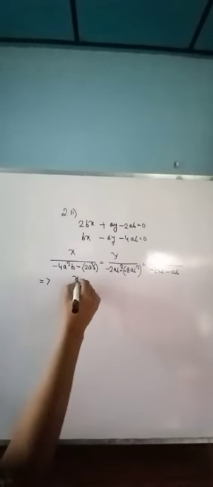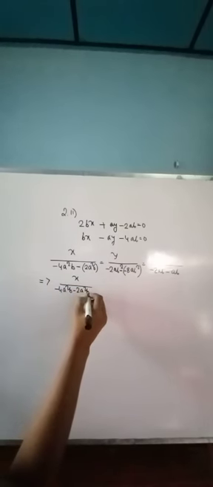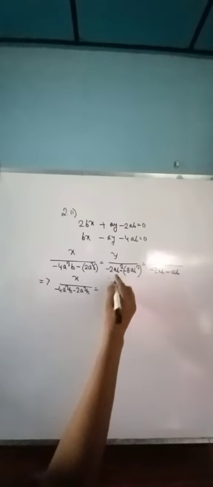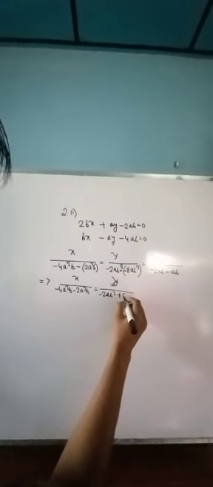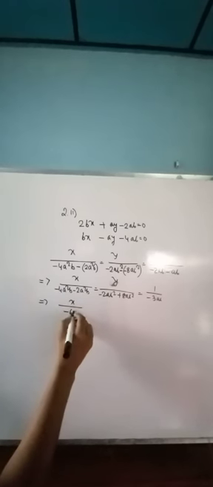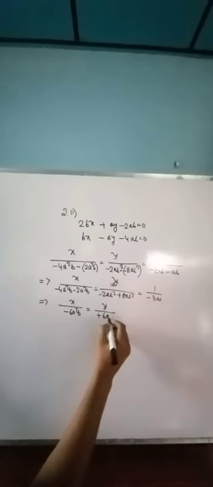So whatever you get, x by minus 4a square b minus 2a square b, here minus 2ab square plus 8ab square, minus 3ab. Okay. So now next step: x by minus 6a square b, y by plus 6ab square, minus 3ab.